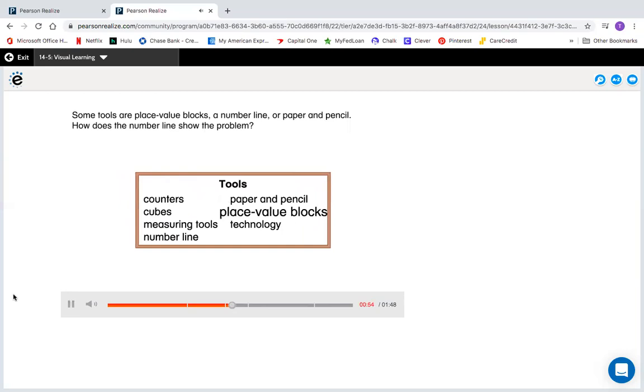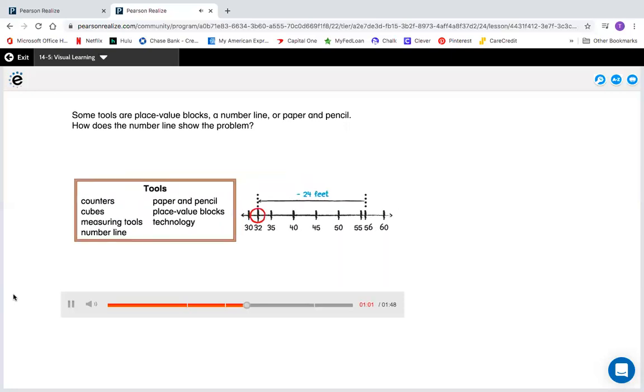Some tools are place value blocks, a number line, or paper and pencil. How does the number line show the problem?